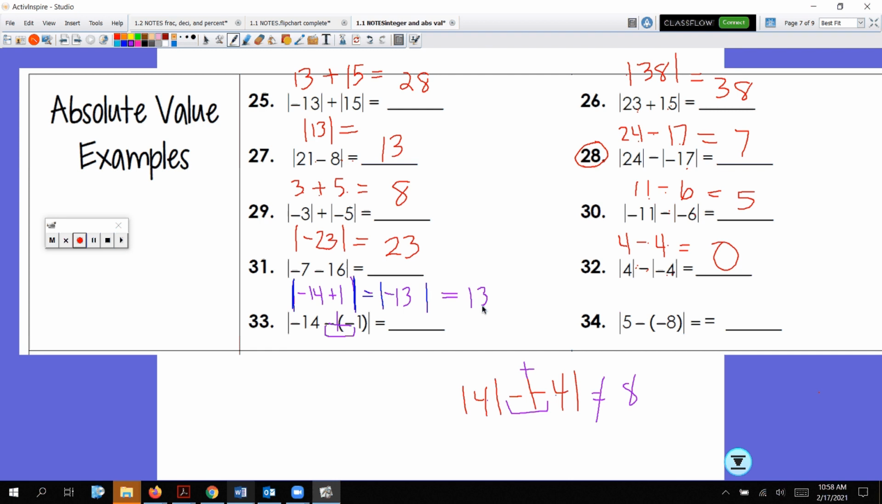Okay, number 34. Same things are happening here. I hear those 2 negatives. Everything's inside the bar, so I can go ahead and change that to addition. And I have the absolute value of 5 plus 8, which is equal to the absolute value of 13. How many units away from 0 is 13? It's 13.